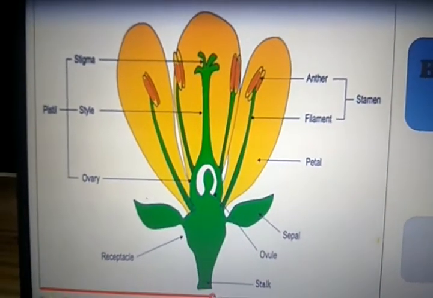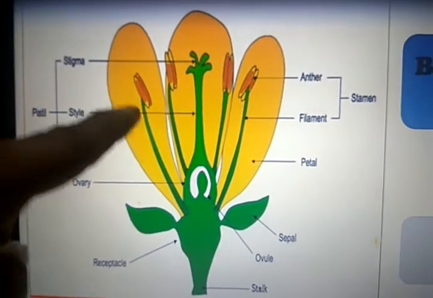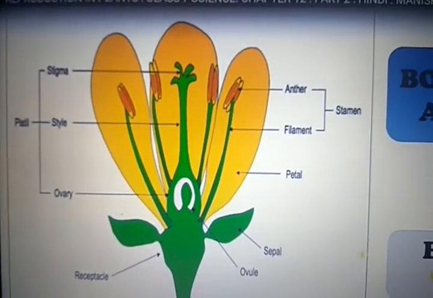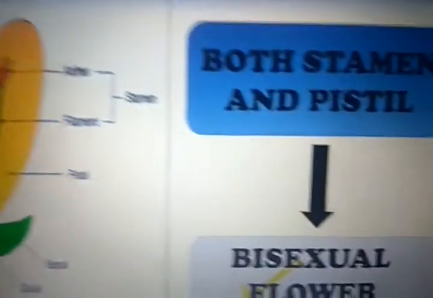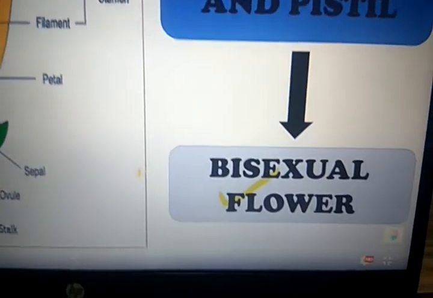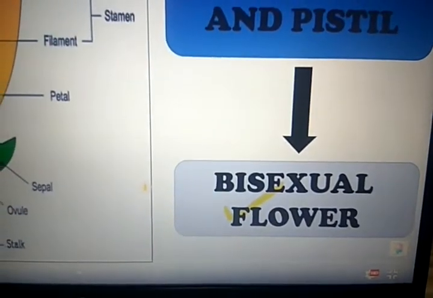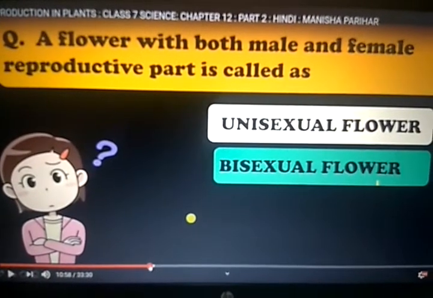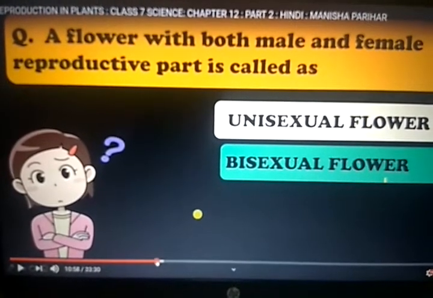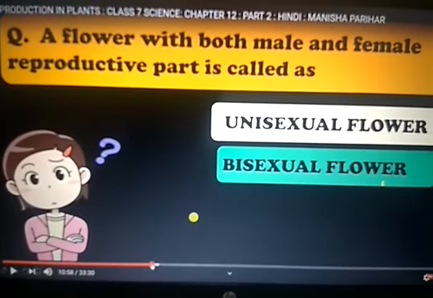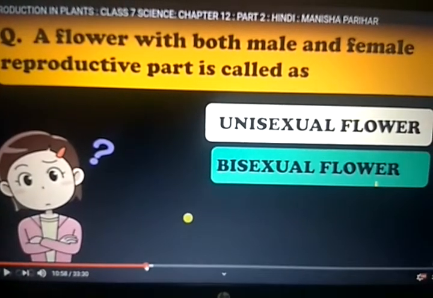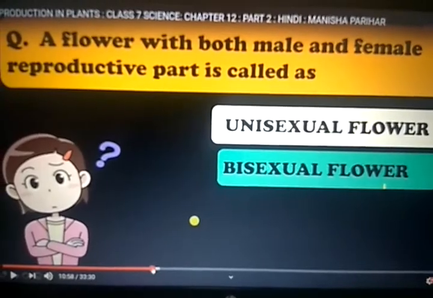Now observe this flower. You can find pistil as well as stamen. You see both parts are there. So both stamen and pistil you can visualize. So it belongs to bisexual flower. A flower with both male and female reproductive parts is called bisexual flower, and a flower with either male part or female part present is called unisexual flower.